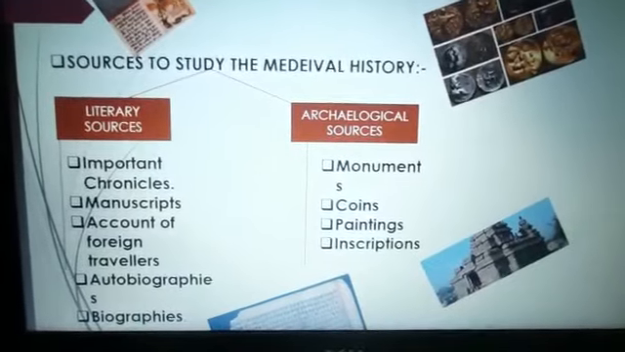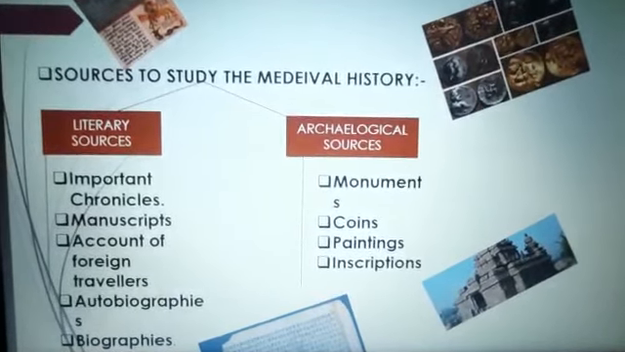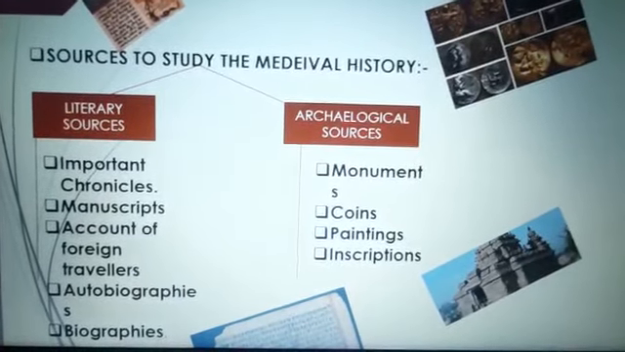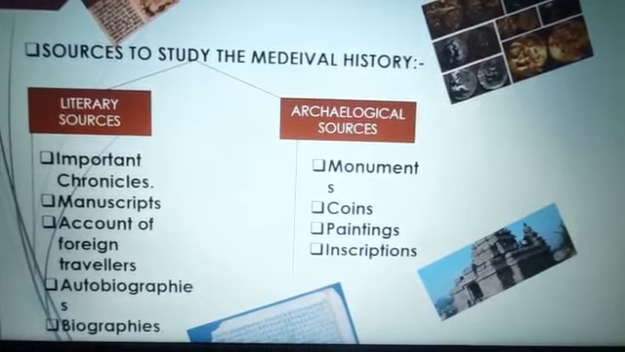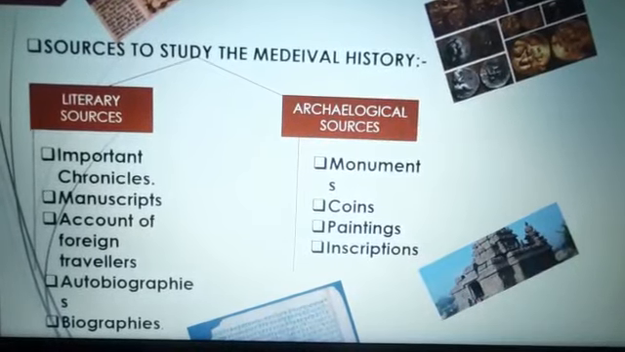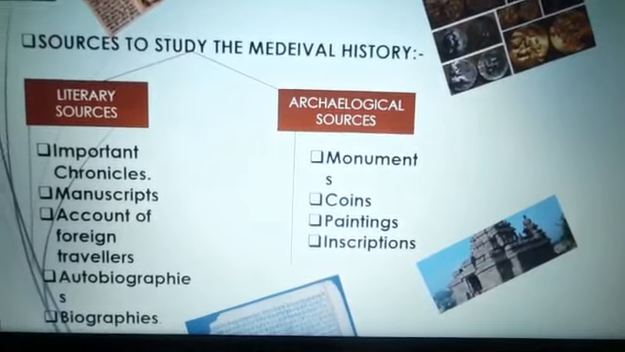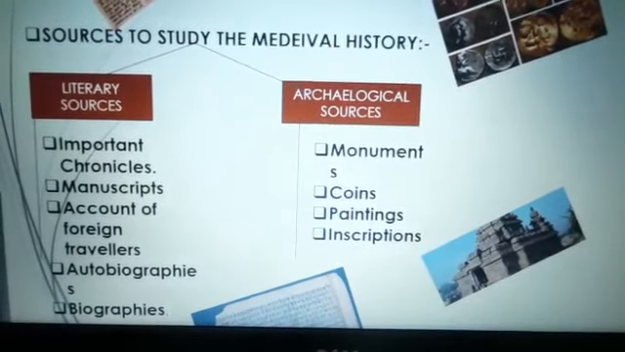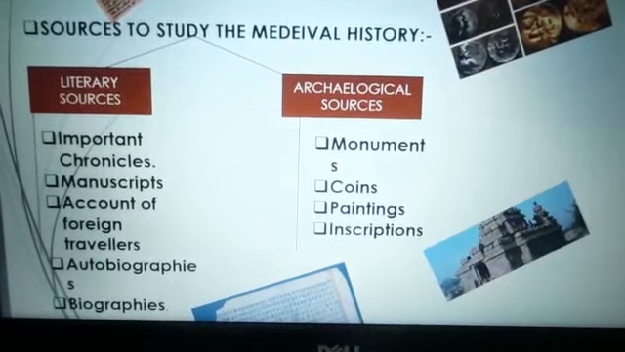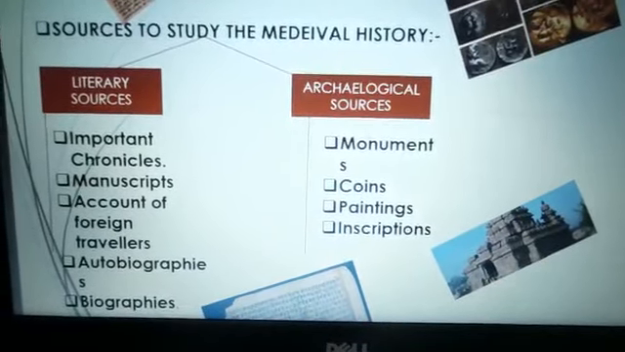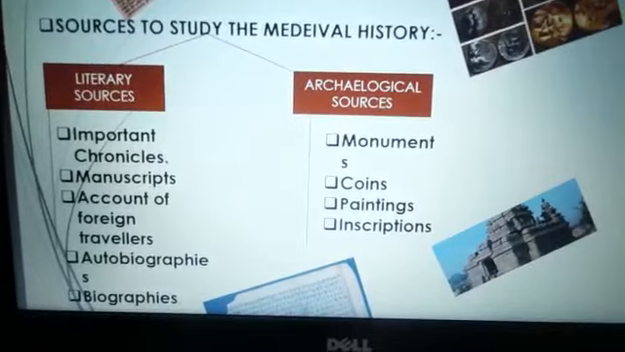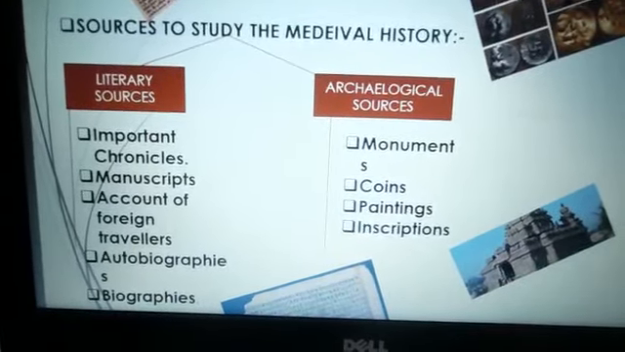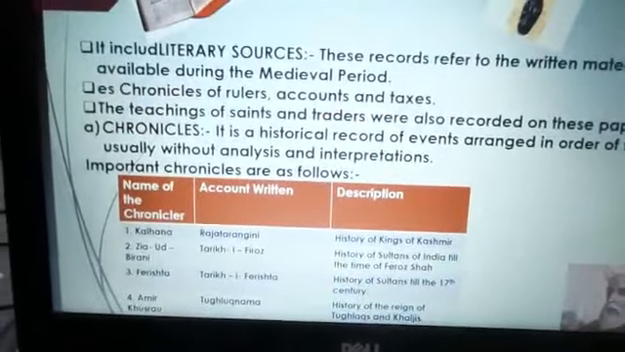Now, we also have various sources to study the medieval period, which are literary sources and archaeological sources. Literary sources consist of important chronicles, manuscripts, accounts of foreign travelers, autobiographies, and biographies, whereas archaeological sources consist of monuments, coins, paintings, and inscriptions. In today's class, I am going to explain what literary sources are and some of the important chronicles written during this time.